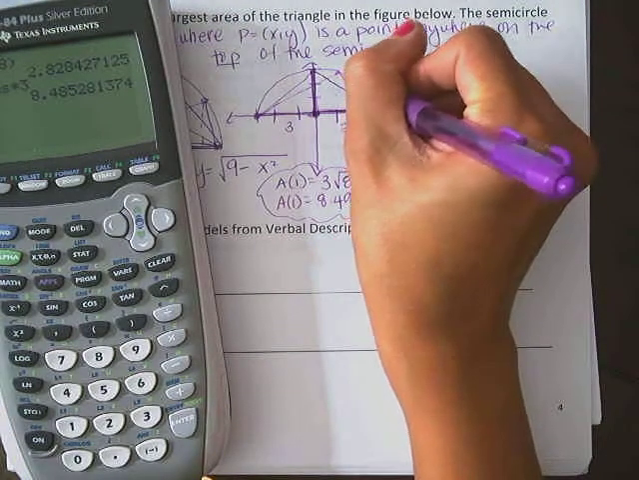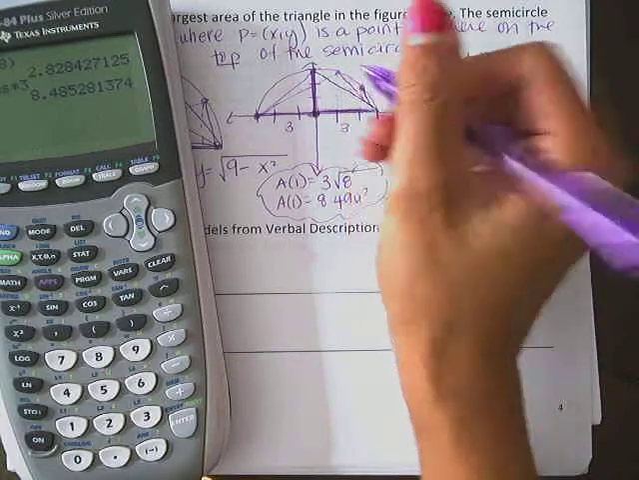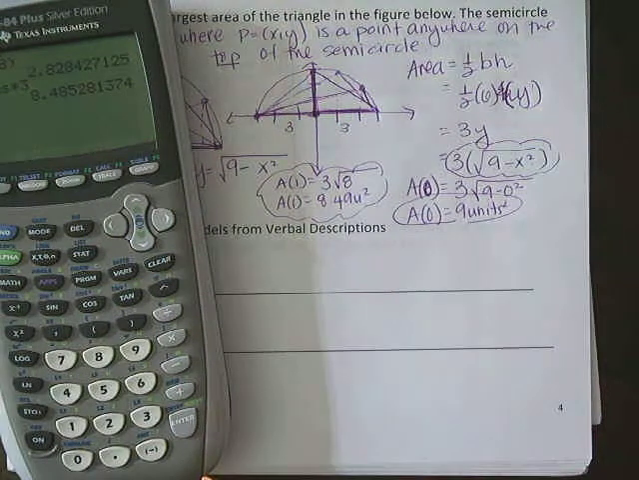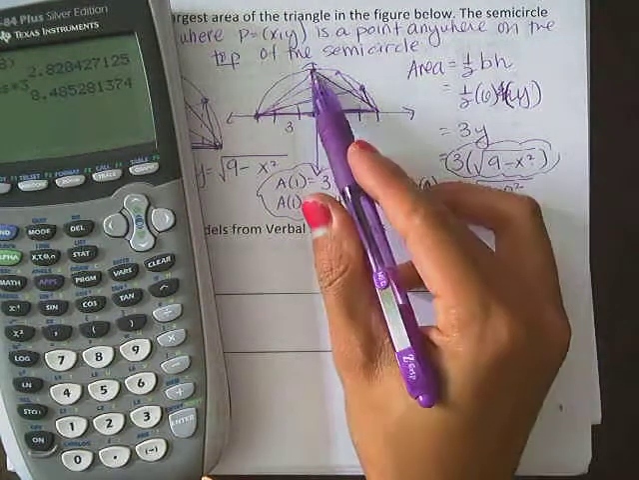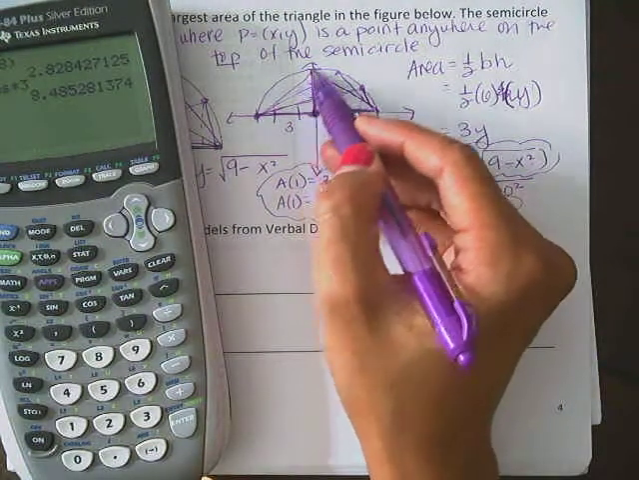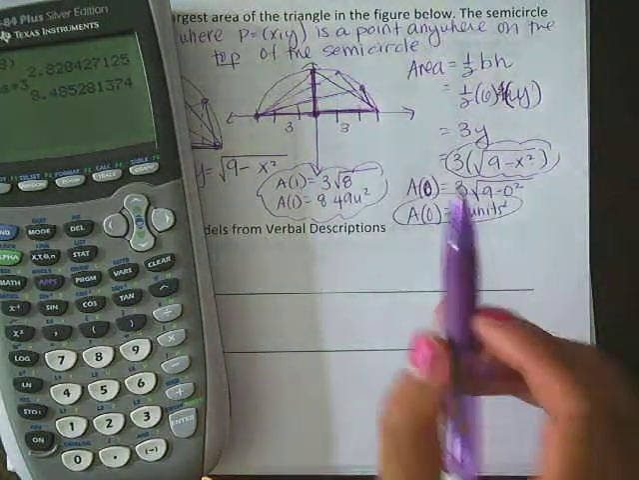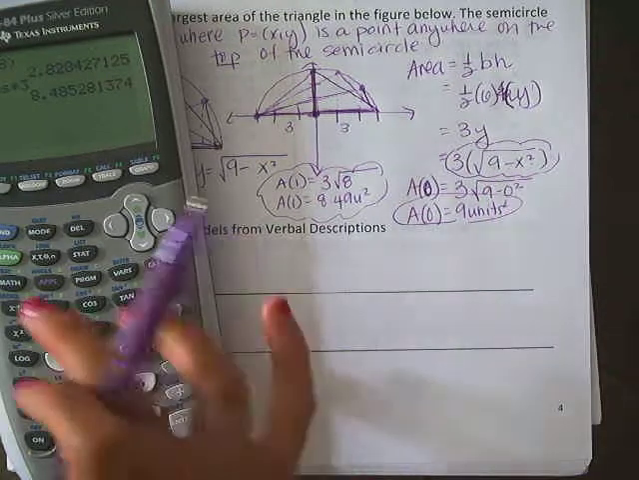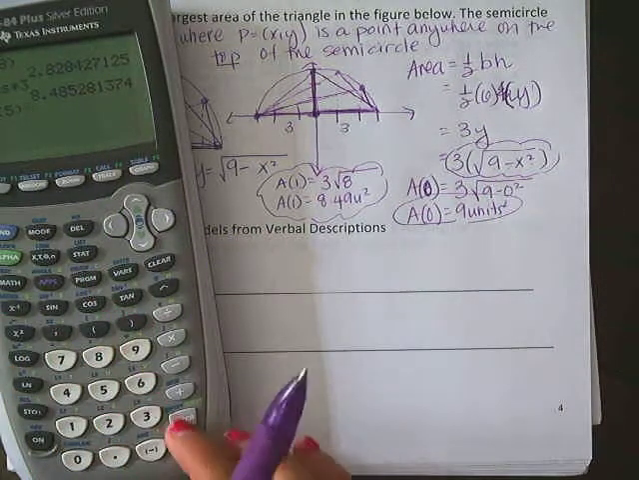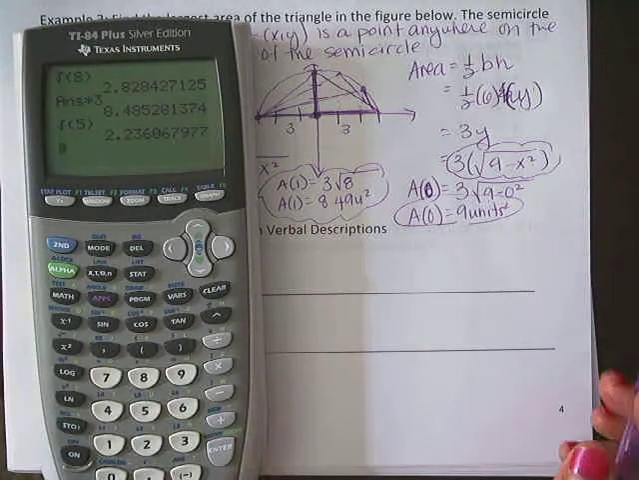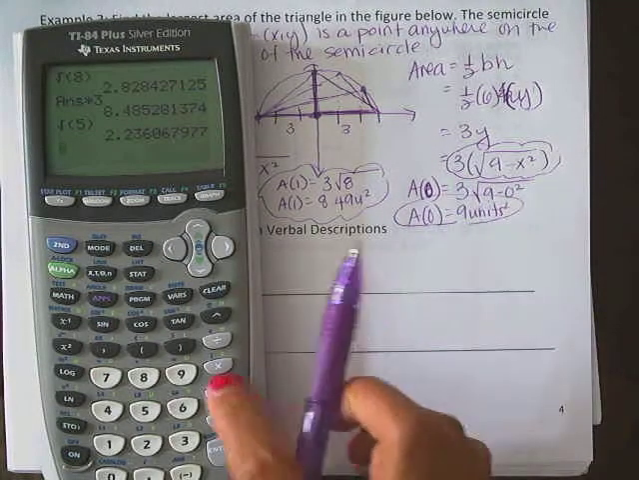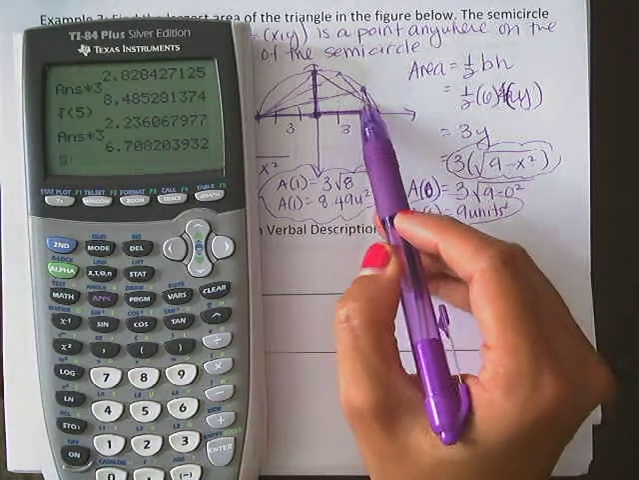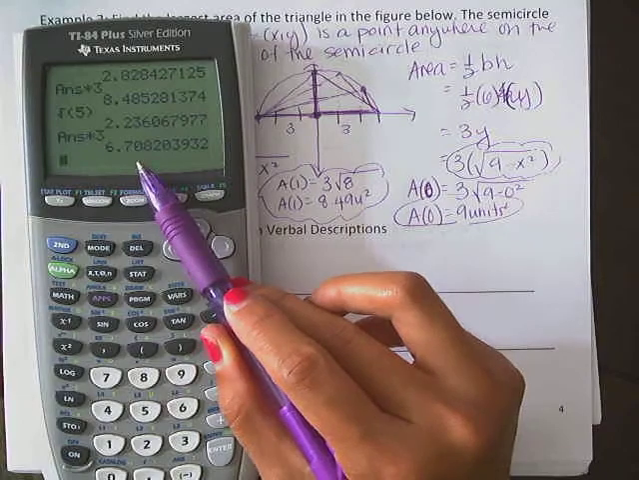When x is 2, here's my new triangle. So is this triangle larger than the triangle when x is 0? Let's test it out. x is 2, 2 squared is 4, 9 minus 4 is 5, so what's the square root of 5? The square root of 5 is 2.236. Times 3. So when x is 2, this area is now 6.71 units squared.